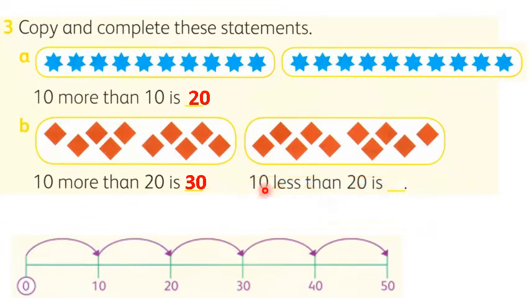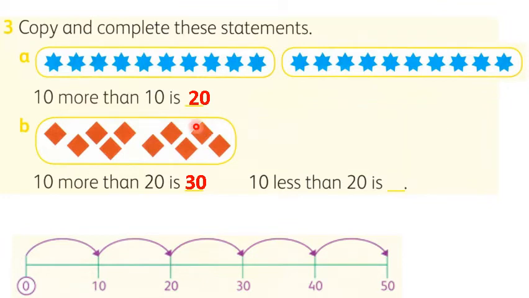The last one, 10 less than 20. So here I have 10, 20. On my number line, 20. 10 less gives me 10. That's right. So 20 less 10 is 10.